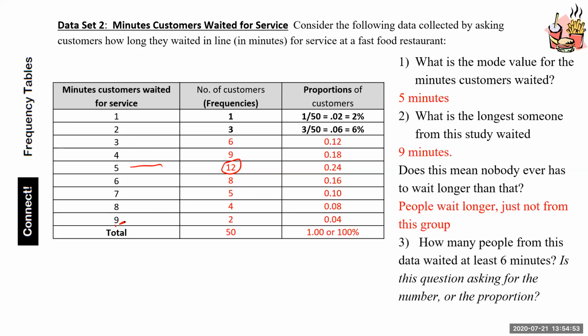Now, how many people from this data waited at least 6 minutes? At least 6 minutes. So look at it. The least is 6. So now you have to put these together, and this is the least. So you sum all these up, and that is the least.